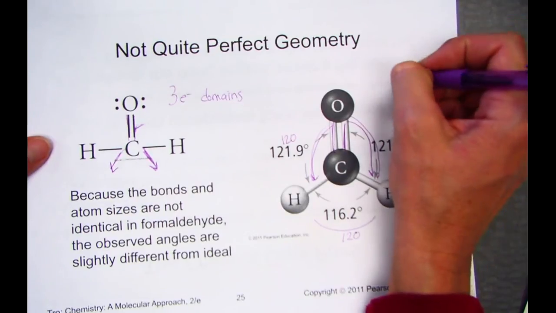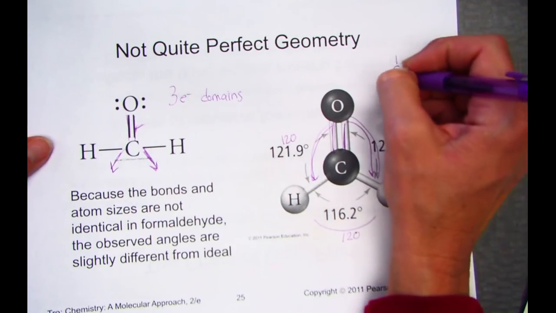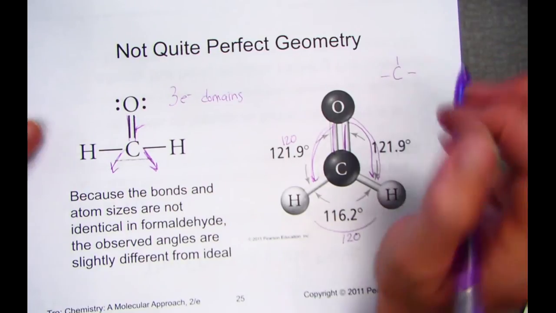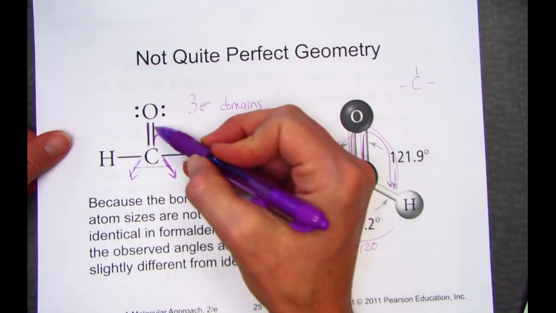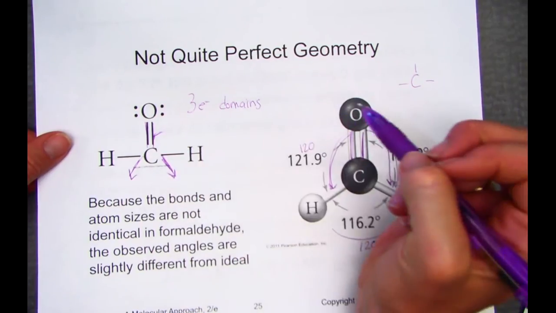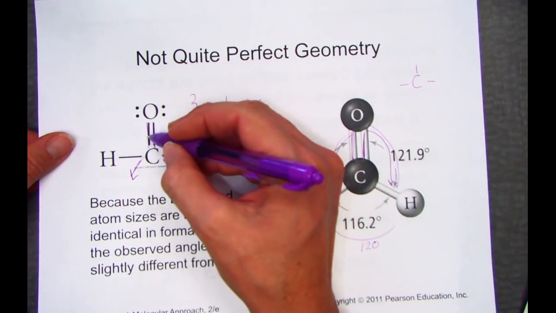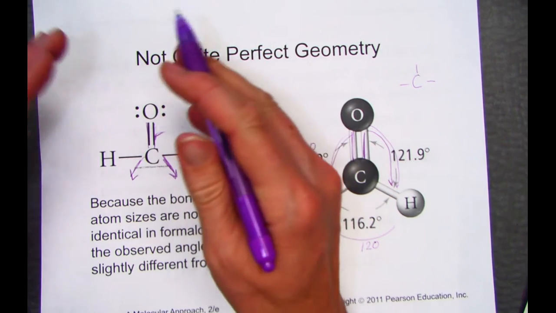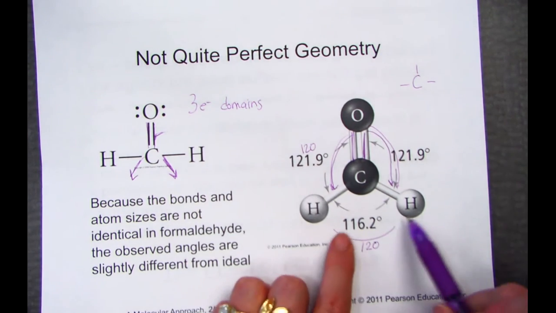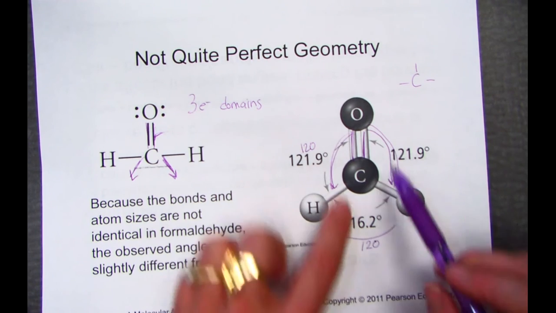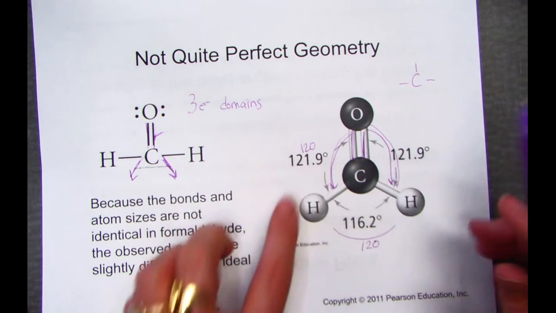If I had a central atom with three single bonds all created equal, I could predict with confidence 120 in each direction. It's when I have some unique bond compared to the others. A double bond is unique compared to two singles. It's going to push the hydrogens further or closer together, therefore decreasing the bond angle here, but increasing it here.